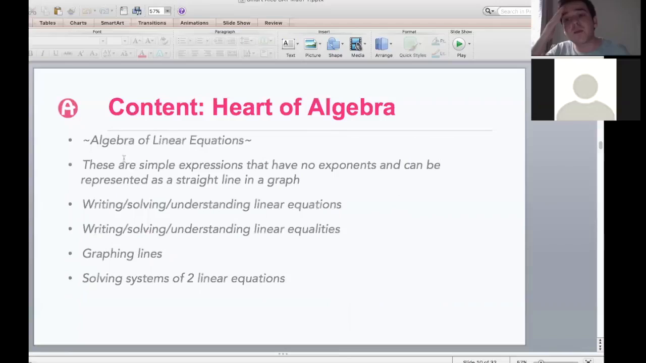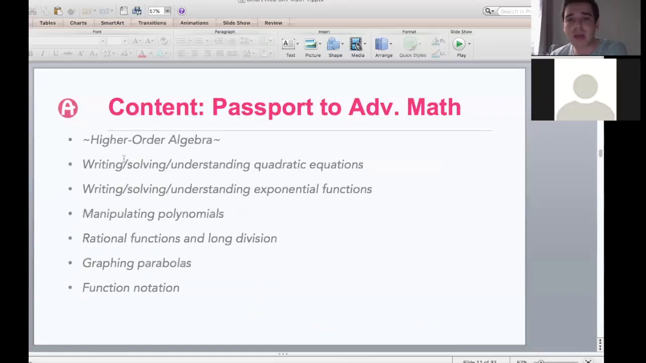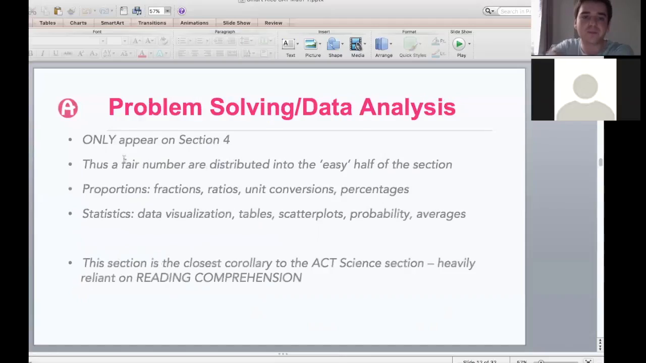So just diving in a little bit more, and in our next lesson, we will look at each of these sections in even more depth. But Heart of Algebra is basically linear equations. It's the simplest type of algebra, no exponents. It's about writing, solving, understanding linear equations. It's really just everything to do with lines and how lines interact in systems. Passport to Advanced Math is mostly Algebra 2. So it's quadratics, exponentials, polynomials, rational functions, graphing, and then functional notation.